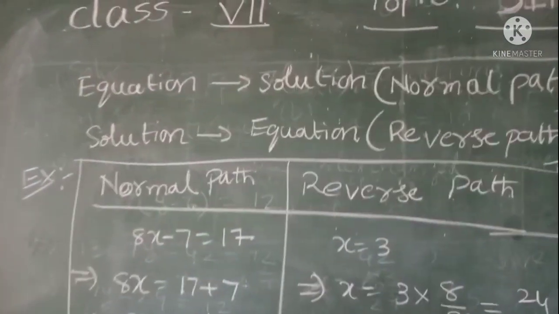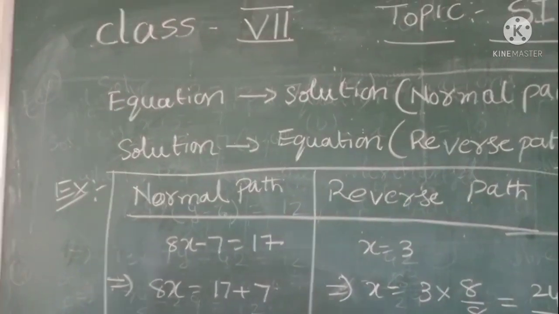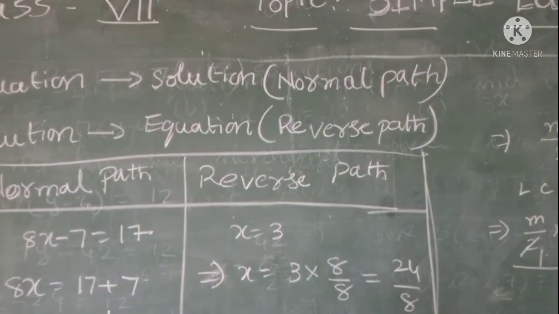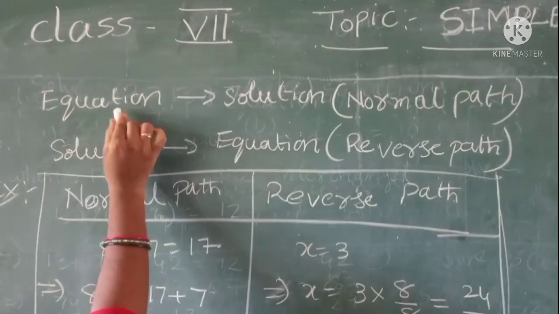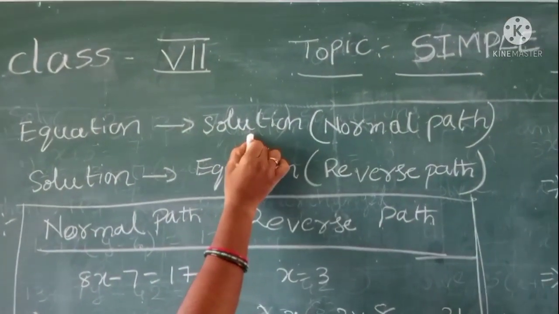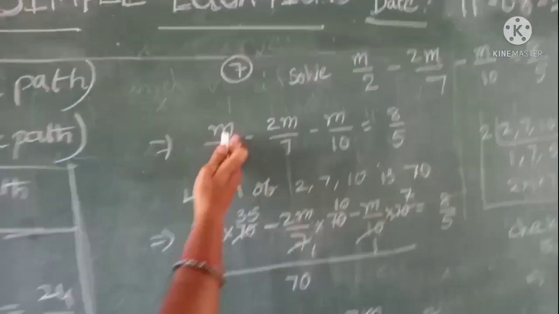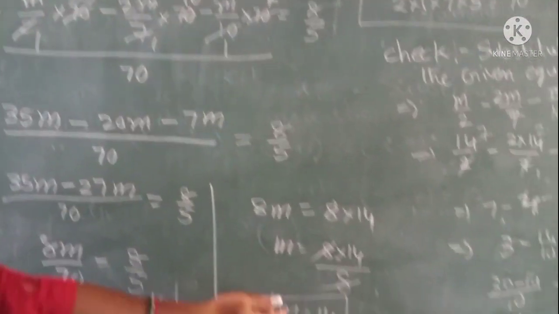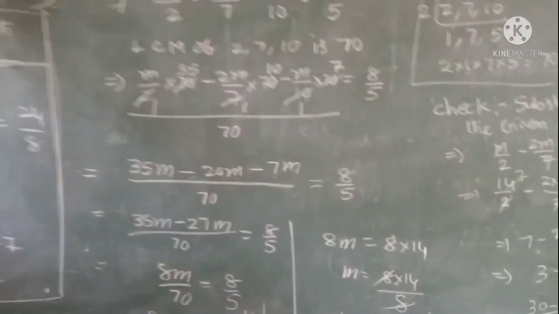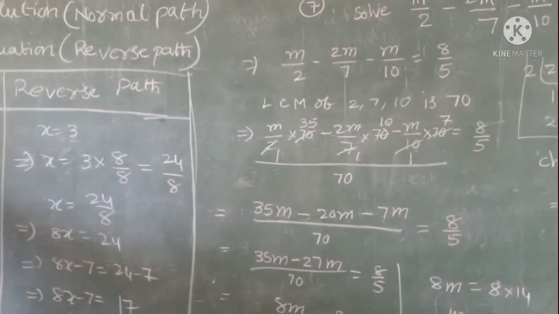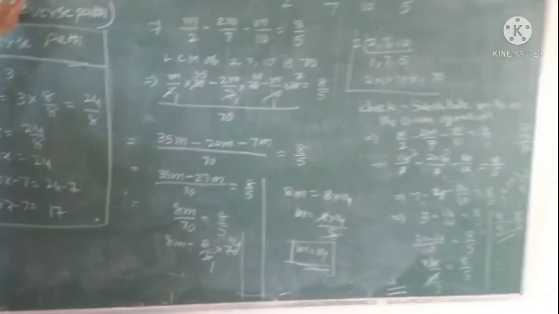Children, in previous sums we found the solution of a given equation. In this problem, the equation is given and we find the solution. This is called the normal path: from equation to solution.